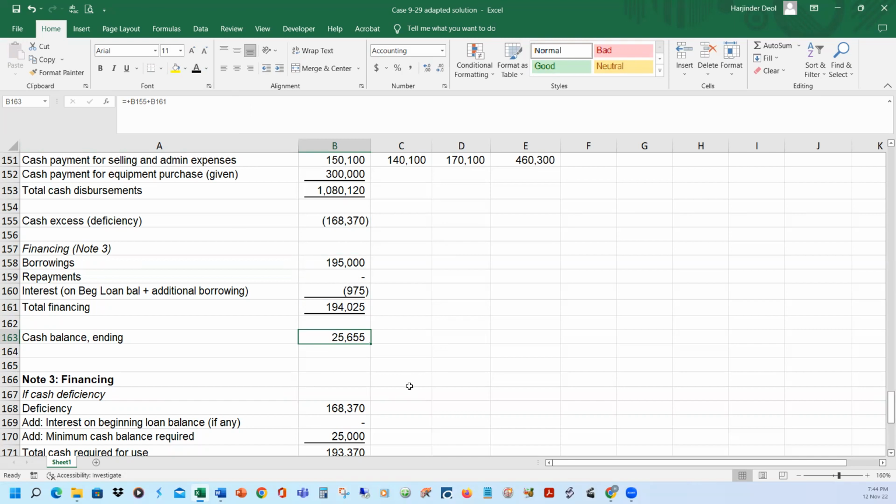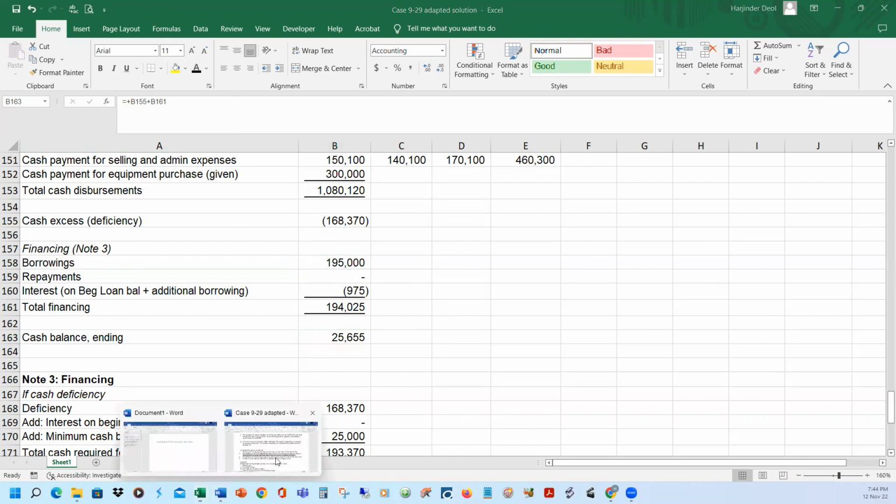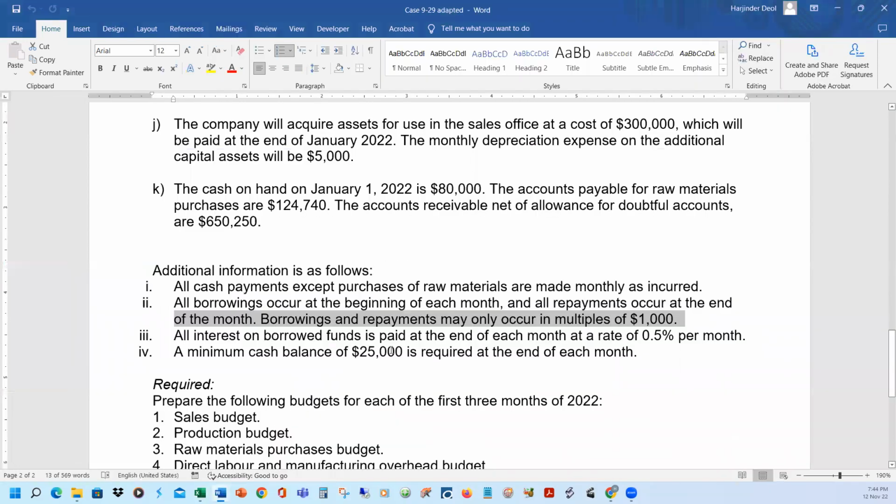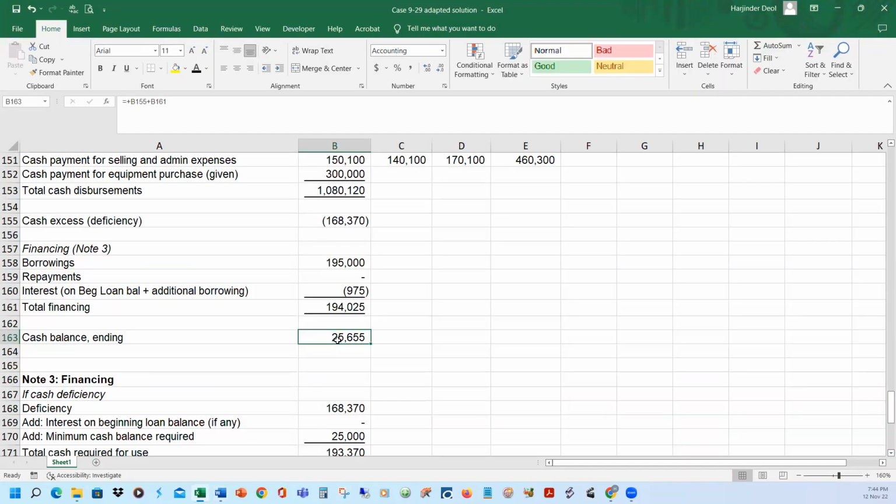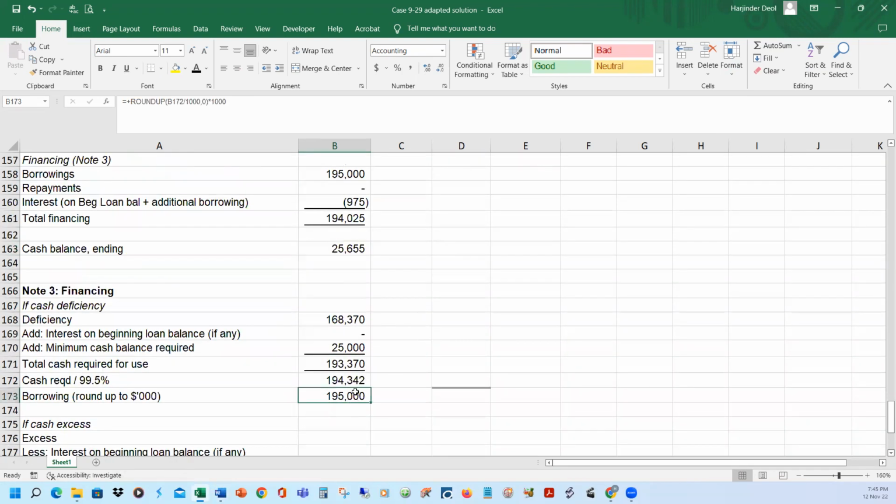$25,655. Now notice that we were told that a minimum balance of $25,000 is required, right? And we have achieved that. We have more than $25,000. And the reason we have more than $25,000 on hand is that we were forced to borrow more cash than we actually needed.